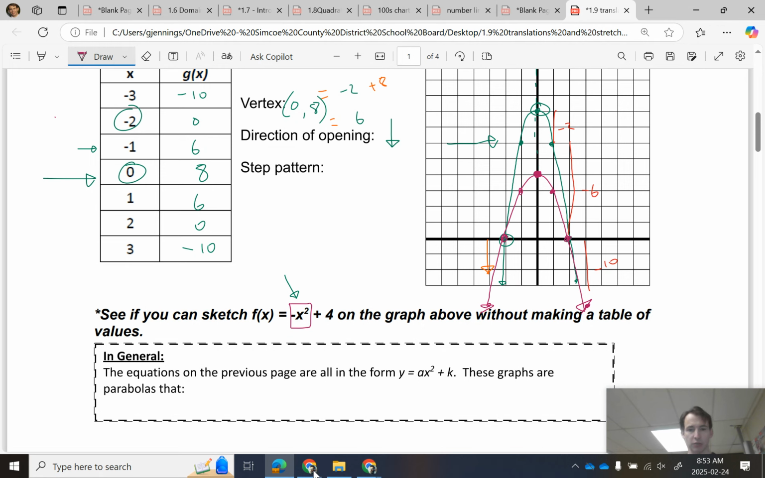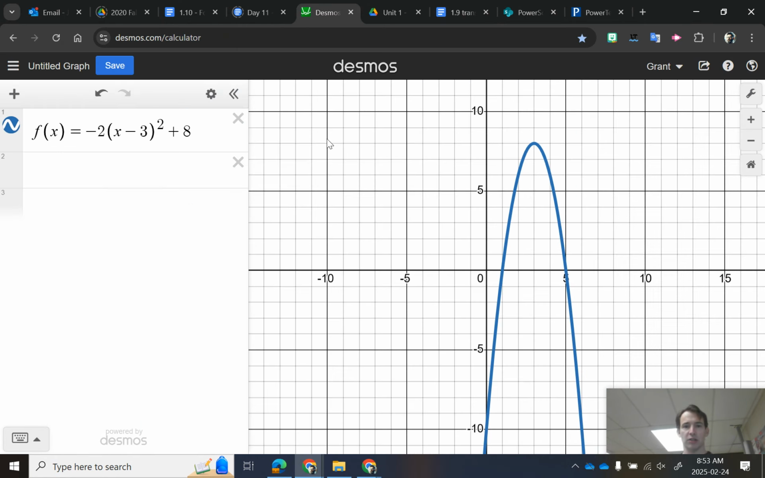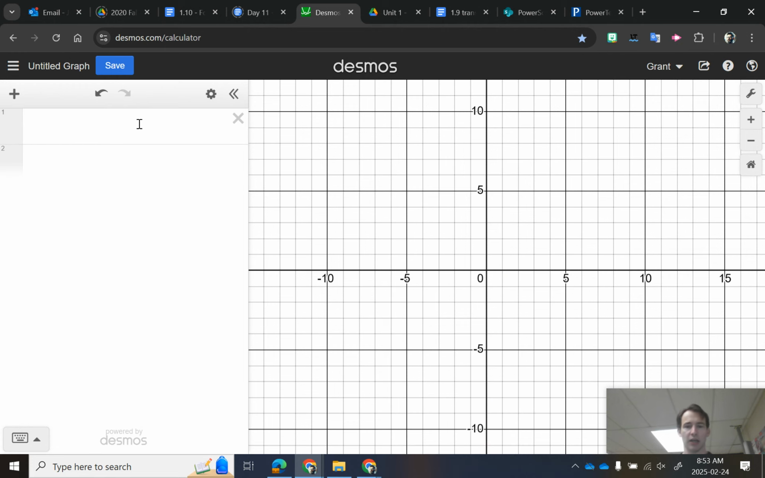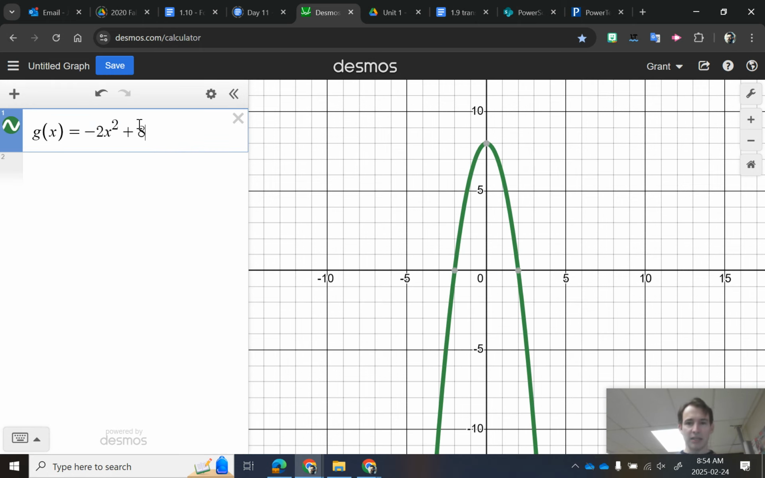Let's verify in Desmos. I got Desmos open. It's fast to do this. Let's first take a look at, we were looking at g of x equals negative 2, oh, you got to type it in. This is g of x. G of x is equal to negative 2x squared plus 8. That was that one. And then we were asked about negative x squared plus 4.